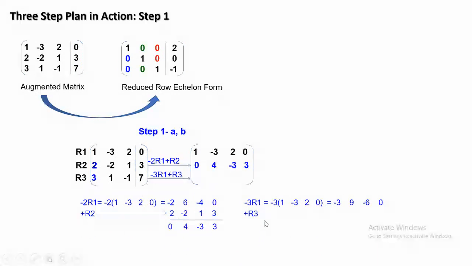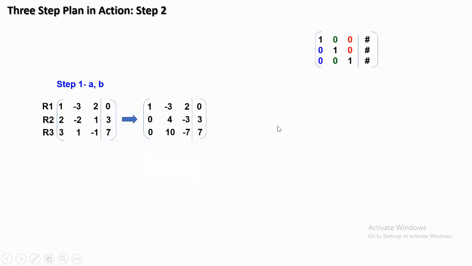Plus row 3. So row 3 stays how it is: 3, 1, negative 1, 7. After we add them, we're going to get 0, 10, negative 7, 7. So that's my new row 3. On the next slide, I'm going to have all this right here, just this part here. Then I'm going to execute step 2.